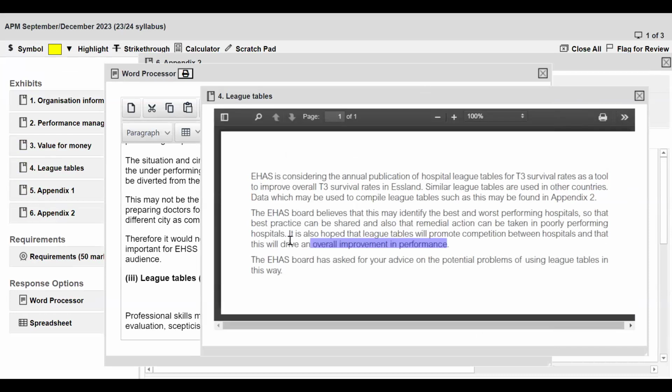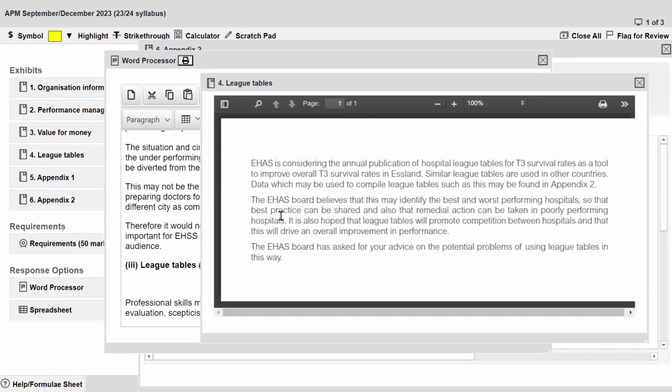Okay, see, what is he asking? The EHAS board believes that this may identify the best and the worst performing hospitals so that the best practice can be shared and also that remedial actions could be taken in poorly performing hospitals. It is also hoped that the league tables will promote competition between hospitals and that this will drive an overall performance. EHAS board has asked your advice on the potential problems of using league tables this way. Now see, let's just try to understand this.